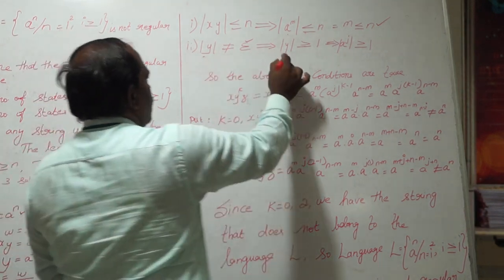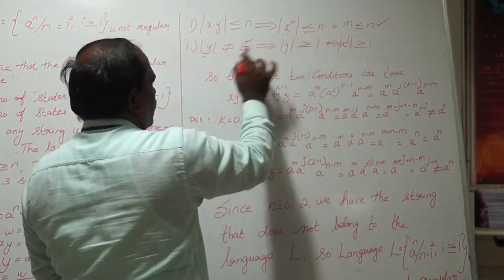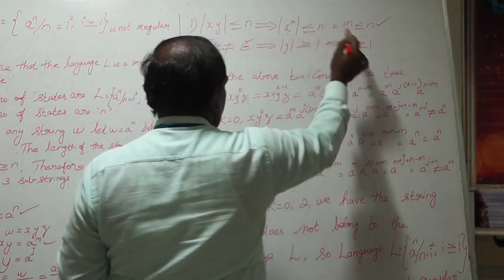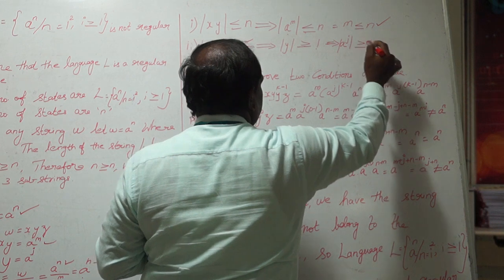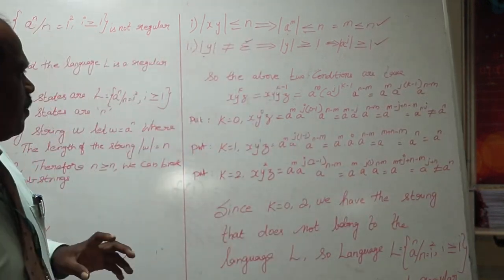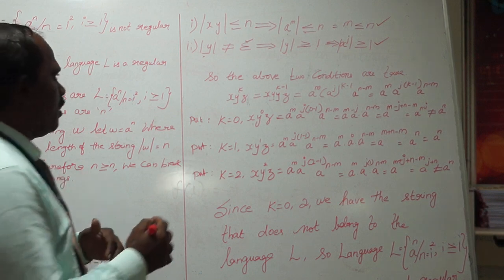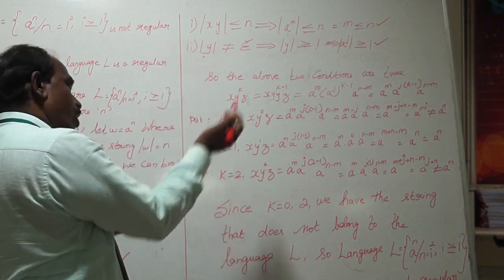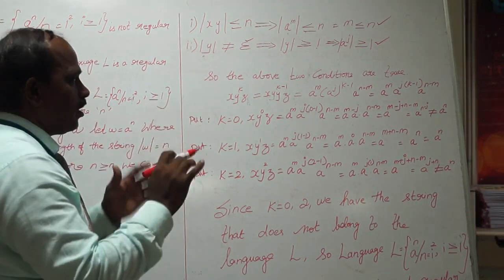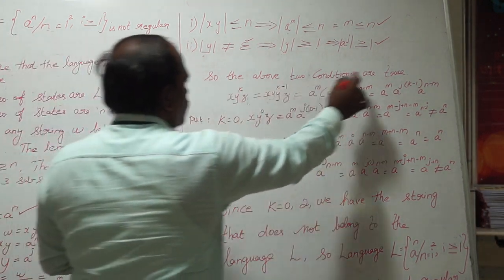Not empty means the y length should be greater than or equal to 1. Our y length is a^j, so j is greater than or equal to 1. So condition 2 also is satisfied. Then condition 3, x y^k z will also be true for k greater than or equal to 0. So the above 2 conditions are true.